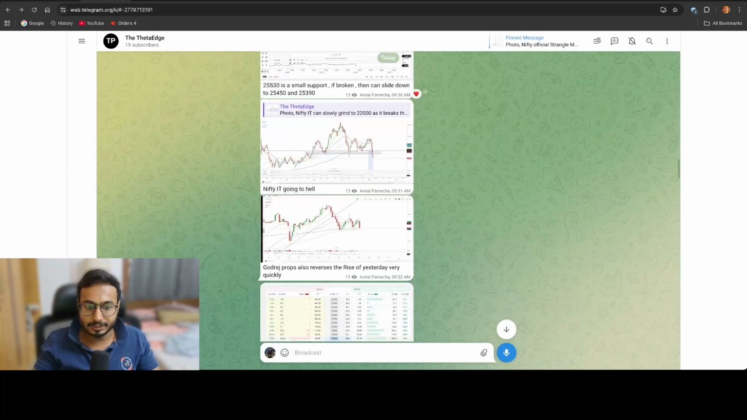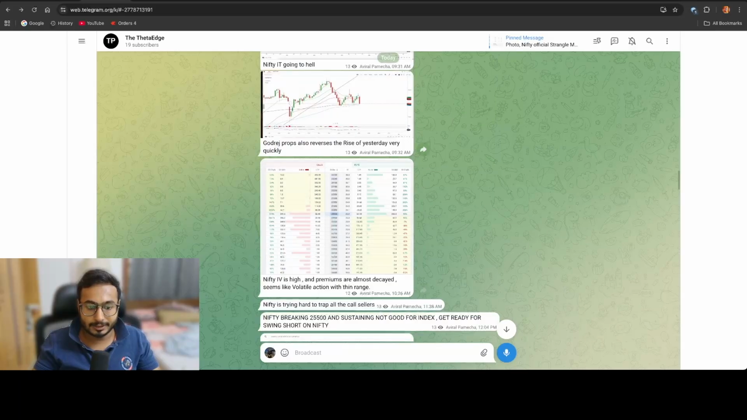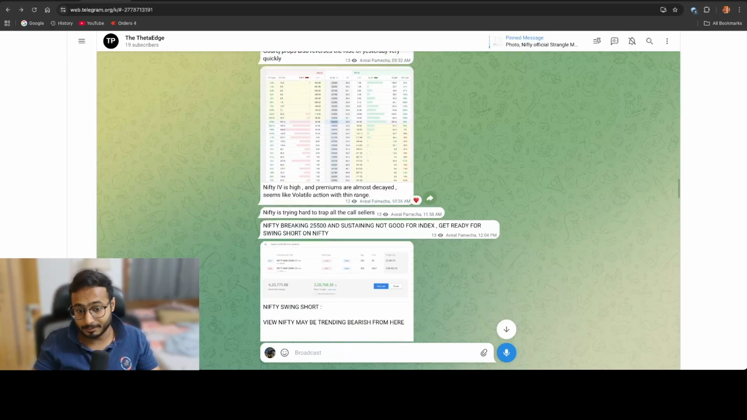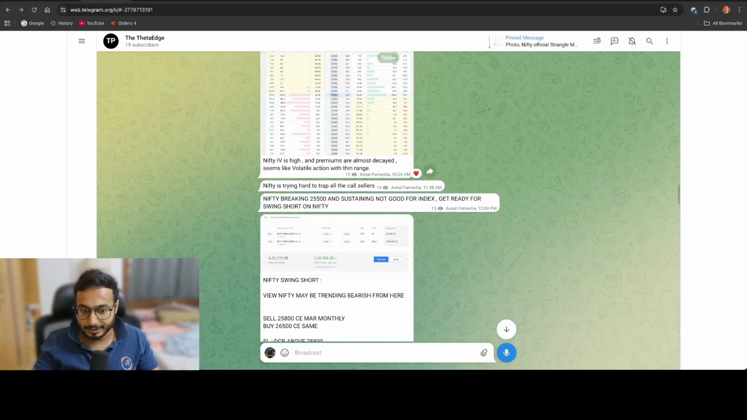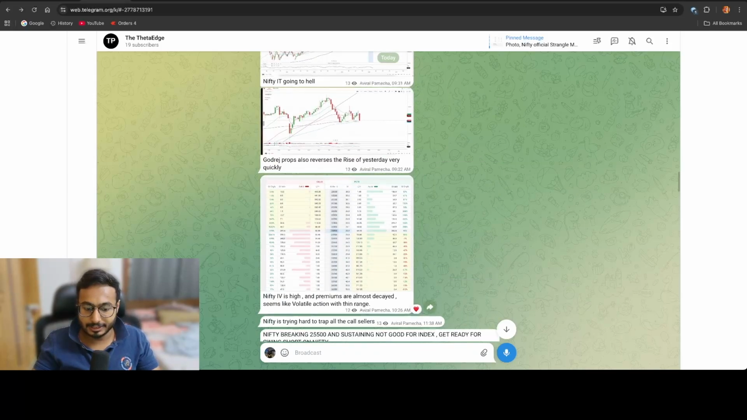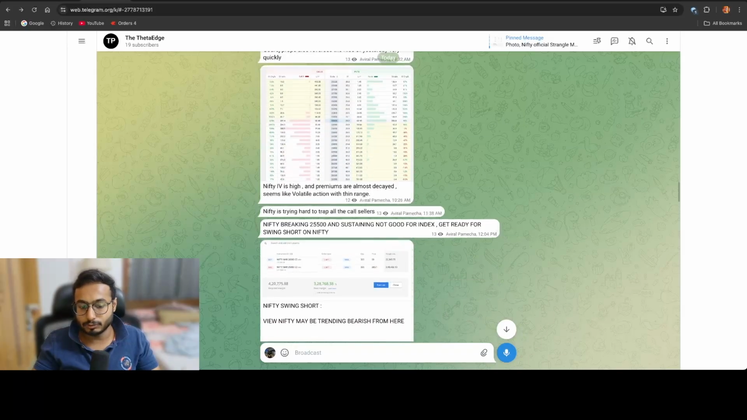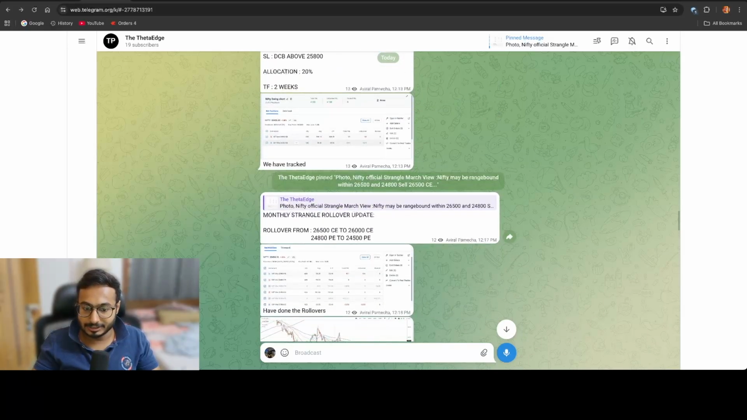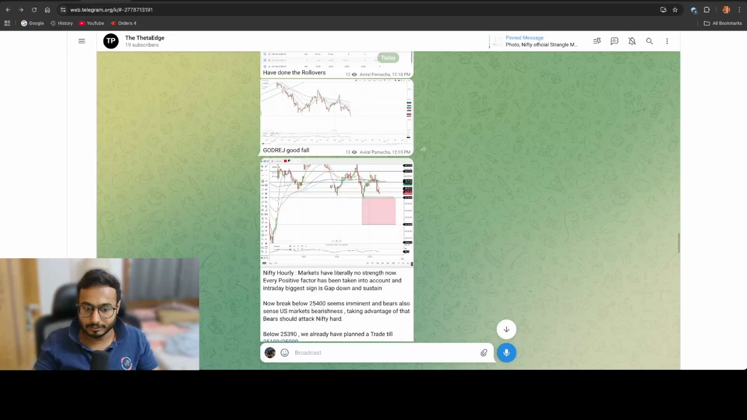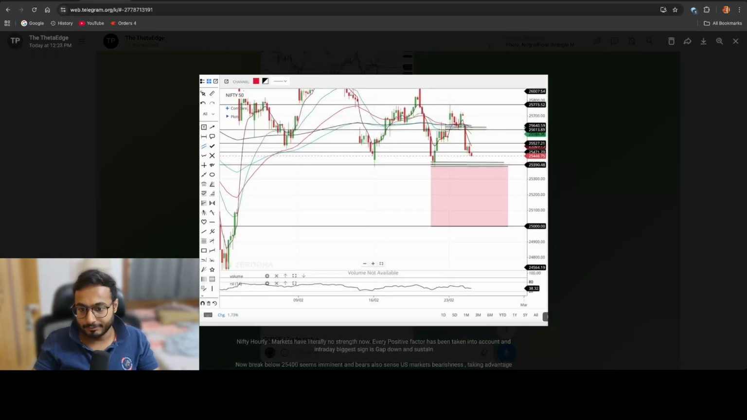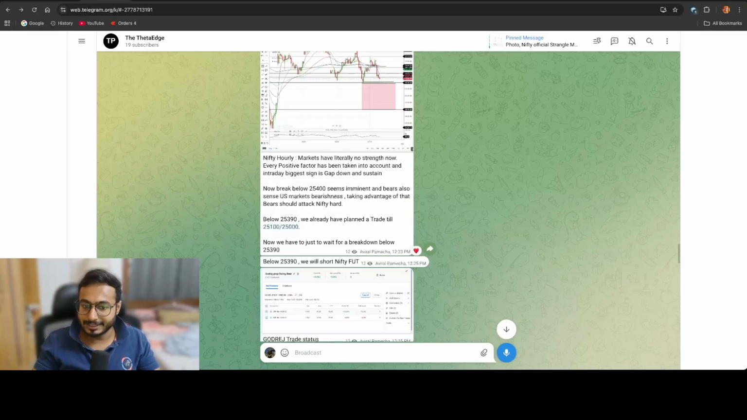Then we mentioned Nifty IT going to hell. Then we mentioned Nifty IV is high and premiums are almost decayed. Seems like a volatile action within range, I think. Then probably we mentioned that Nifty is breaking 25,500 and sustaining, not good for the index. Get ready for swing short. Then the market started falling, right? Then around roughly 446, we mentioned that markets have literally no strength now. Now break of 25,400 seems imminent.